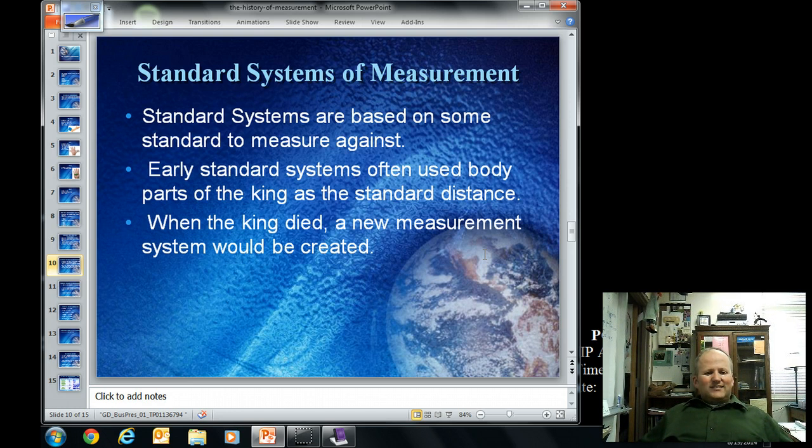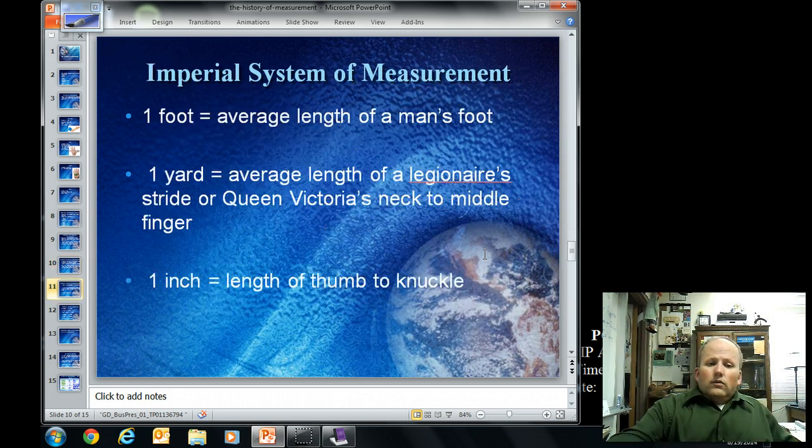The obvious first guess on what they measured was they measured the king's foot. And that is where the measurement for a foot comes from. And if you actually put your foot on a tile in my classroom, all of the tiles in my room are square feet. And that is about the size of a foot. It's based on the dead King of England's foot.